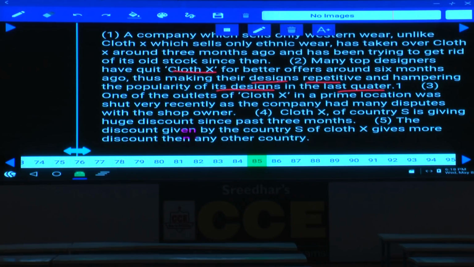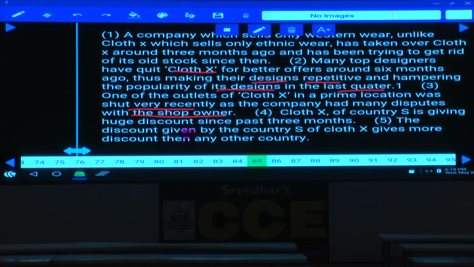And one of the outlets of cloth X in a prime location was shut very recently, as the company had many disputes with the shop owner. As there is a shop dispute with the shop owner, one of the shops was closed. As just the shop was closed, they cannot give discounts. ఆ షాప్ క్లోజ్ అయితే క్లోజ్ అయ్యే ముందు ఆ షాప్లో కొన్ని డిస్కౌంట్స్ పెట్టచ్చు, or else they can open the shop somewhere else, and that cannot be the reason for the discounts. Hence what is your answer here? Choice 3.